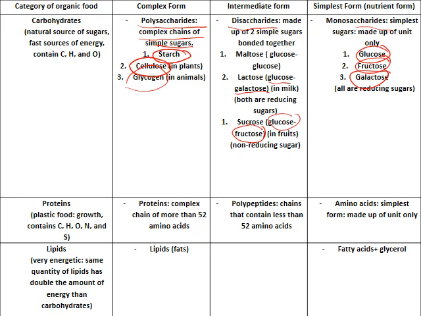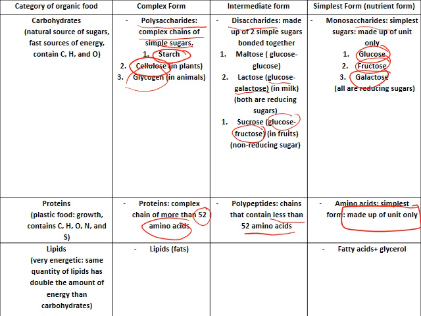Moving to proteins. Proteins are called plastic food. Proteins are complex chains of more than 52 amino acids. Polypeptides are the intermediate, with less than 52 amino acids, while the simplest form is made up of only one unit.